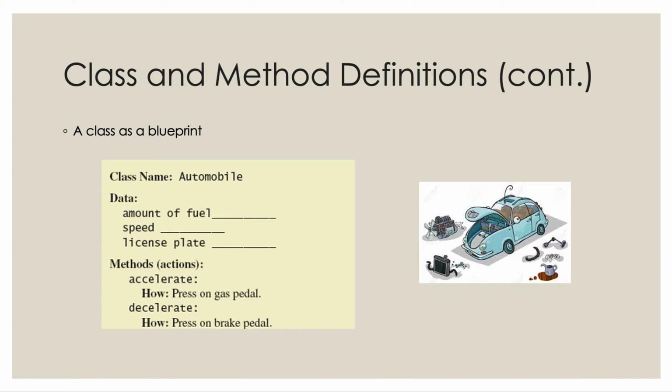For example, we can have a class called Automobile. As you see here, we have the class name Automobile, and it has some data like amount of fuel, speed, and license plate. And then we have some actions that we call methods, like accelerate or decelerate. So accelerate and decelerate are the methods or actions that we want to use for class Automobile.